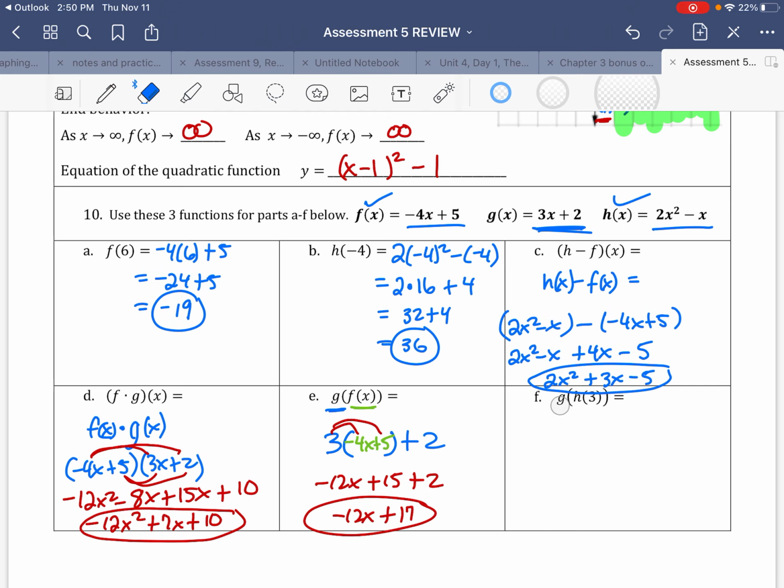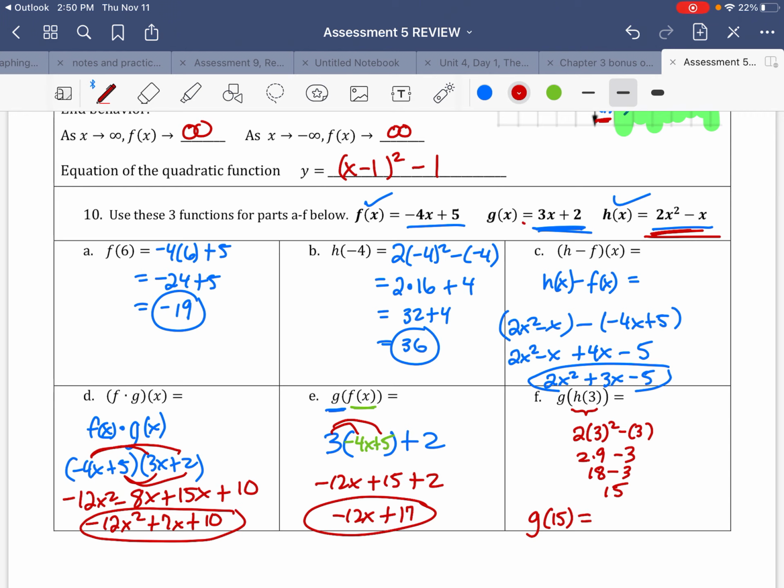All right, and then this last guy over here, let's see, we got g of h of 3. So I should figure out what h of 3 is first. So let me plug 3 into this problem. 2 times 3 squared minus 3. So that's 2 times 9 minus 3. That's 18 minus 3. That's 15. So we have now figured out that h of 3 is 15. So now I plug 15 into g. So 3 times 15 plus 2. So it would be 45 plus 2, so that would be 47.